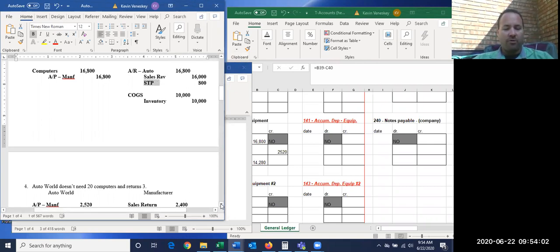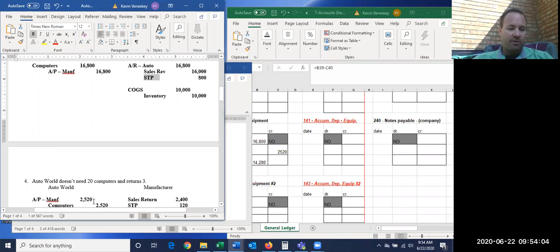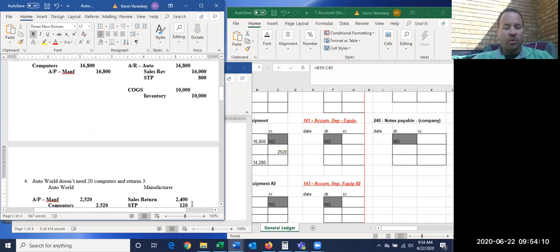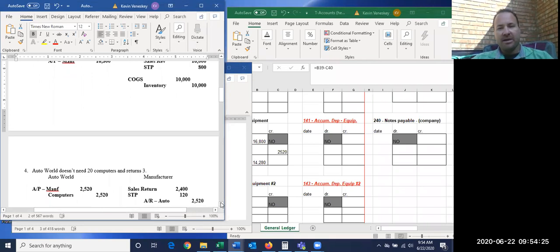5% of 2,400. We already did that over here. So I'm giving back 120, or they're giving back to me 120 off of my account. And then I'm going to credit the AR account because my client, remember I'm the manufacturer, my client, AR Auto, doesn't owe me that 2520 anymore because they returned the computers.